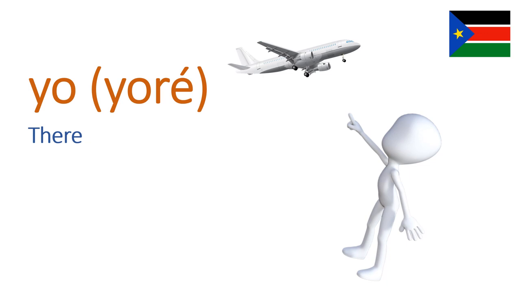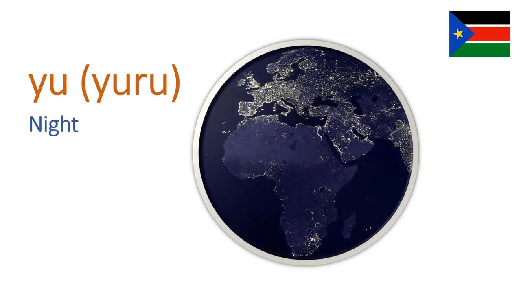Yore, yore. The word means there. And we learned about hene means here. Yore means there. Tiara du yore. There is an aeroplane. Yuru, yuru, it means night or in the night.